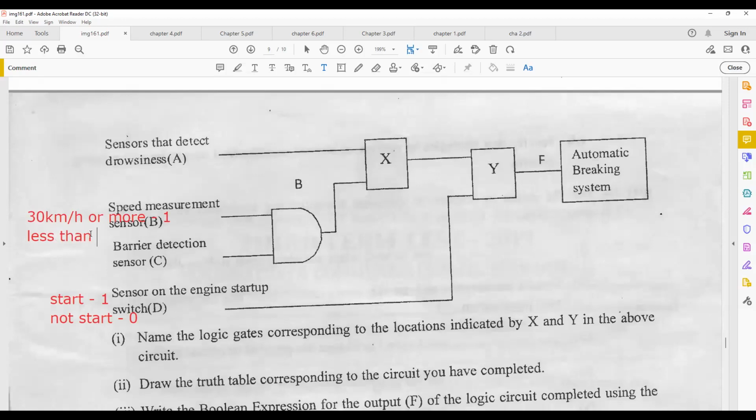Less than 30 km, it's 0. That's the speed measurement sensor. Then the barrier detection sensor.